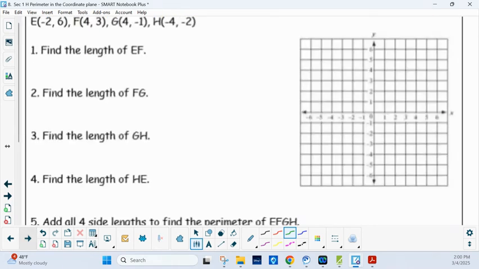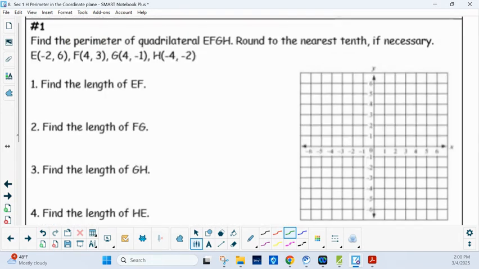Okay, let's look at the next one. Your first job will be to graph it, and I know I didn't print the best, but let's graph. We've got a quadrilateral this time, a four-sided figure. Let's graph -2, 6, and call it E. I would write those coordinates on there. F is at 4, 3. G at 4, -1.